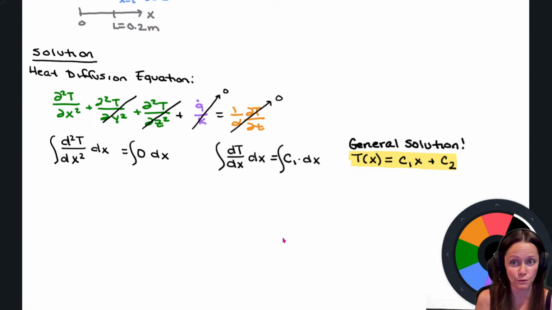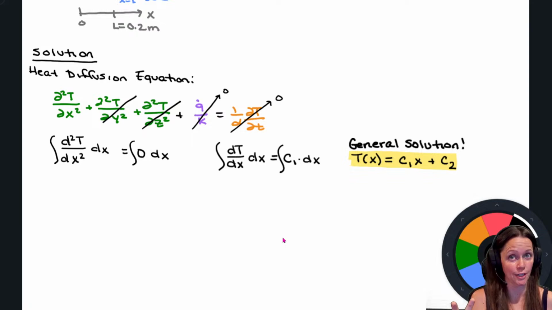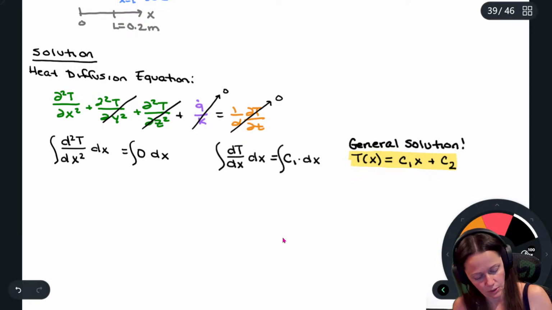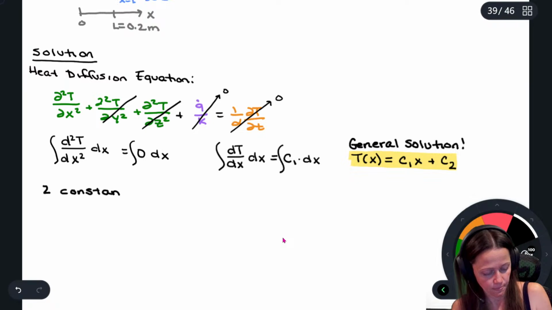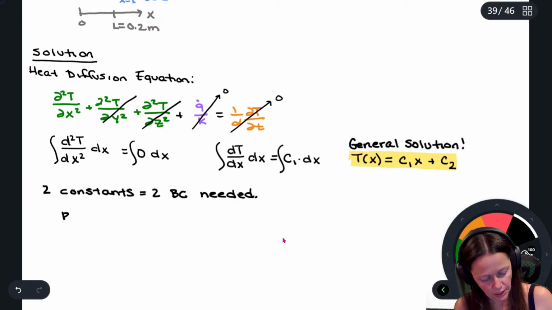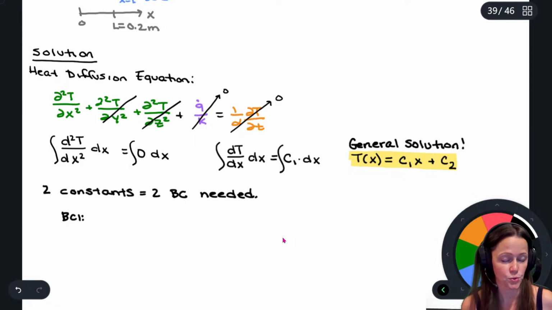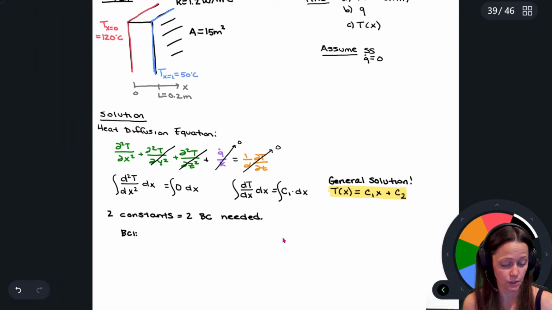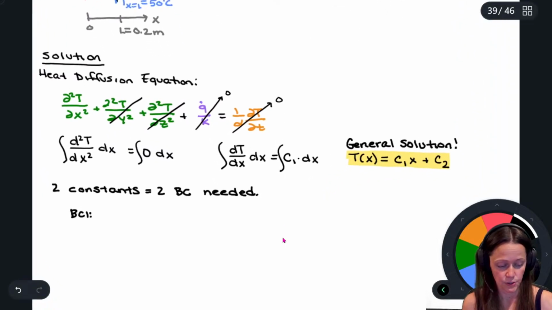The way that we solve for those is our boundary conditions. I know that I need 2 boundary conditions because I have 2 constants of integration. Perfect. So 2 constants, 2 boundary conditions needed. All right, so first boundary condition, and I kind of already got it, don't I? I sort of wrote it on my diagram up there. I've got a constant surface temperature.